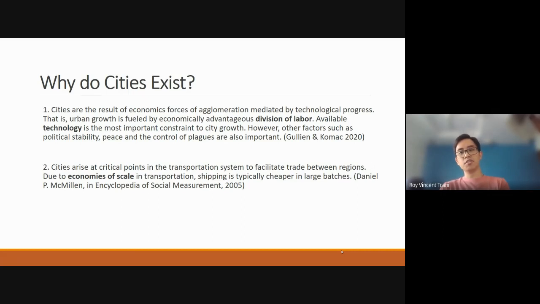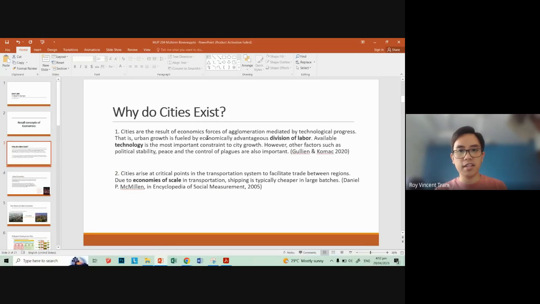And I gave a short description last week that said that number one over here, cities are the result of economic forces of agglomeration, which will be our discussion next week, mediated by technological progress. That is, urban growth is fueled by economically advantageous divisions of labor, and available technology is the most important constraint of city growth. However, other factors such as political stability, peace, and the control of places are also important. One key thing I want to highlight is agglomeration, which will be our discussion next week.